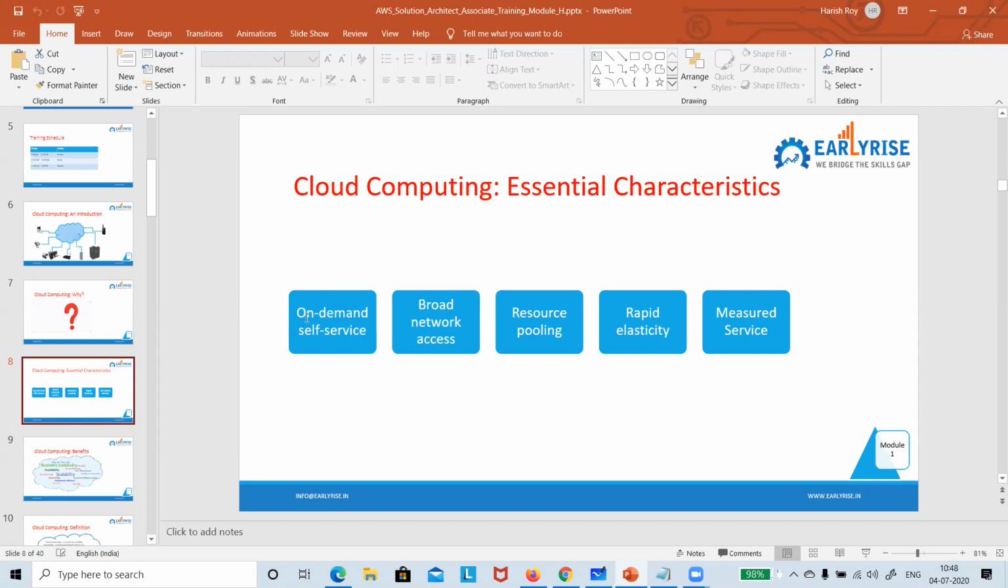So any confusion on this on-demand self-service? Practically, we'll be seeing how we demand and how we serve ourselves. Any confusion? Anyone? Sai, are you there with us? Yeah, Harish. Okay. Ranjita, Urvashi. Yes, Harish. Okay. Apeksha. Yes, Harish. Okay, perfect. So you all understand what on-demand self-service is? What do you mean by that? Yeah, okay, perfect.